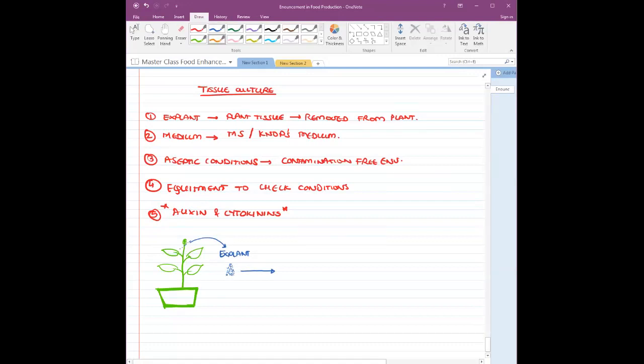So now what are we going to do, guys? We are going to take a medium. The medium is going to act as what? It is nothing but food for your bacteria, food for the explant. So now what are you going to do, guys? You are going to take this explant and put it over here into this medium.